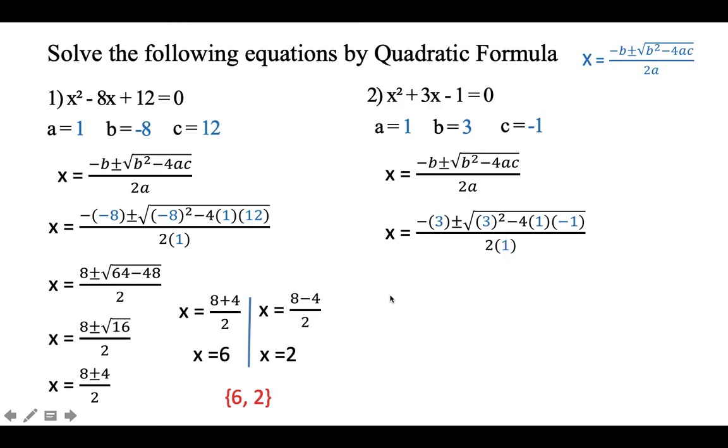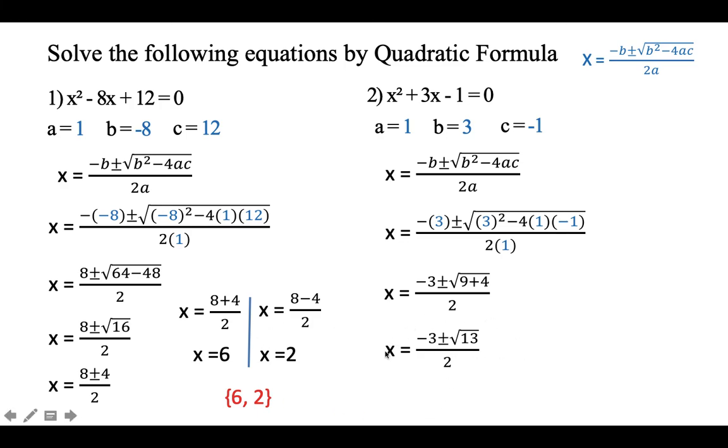Then, simplify. So, negative 3, write down. 3 squared is equal to 9. Negative 4 times 1 times negative 1 gives us positive 4. Then 2 times 1 is 2. Then, 9 plus 4 is 13. Then, write down negative 3, positive 2, and plus or minus. Since 13 is not a perfect square, it will remain under our radical sign.